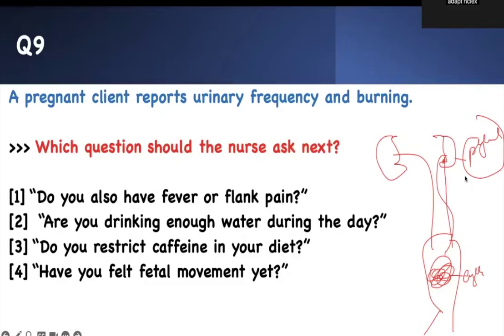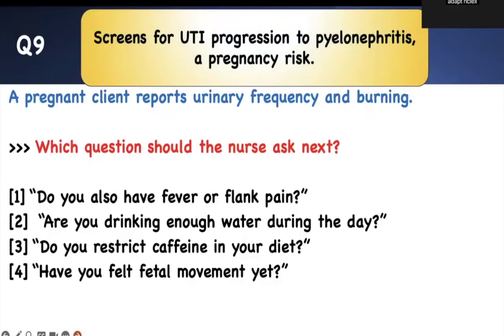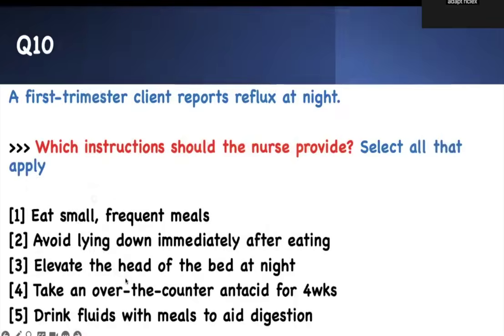Are you drinking enough water that day? Do you restrict caffeine in your diet? Have you felt fetal movement yet? All of them are not important. The most important is to see whether the frequency and urination is getting worse. Are they having infection? Do you have back pain? Do you have flank pain? Do you have fever? This tells me the infection has gone to the kidney and you have pyelonephritis. Drinking a lot of water, restricting caffeine, and feeling the fetal movement at this stage is not important because of the symptoms the patient is complaining about. Therefore, number 1 is the best answer.